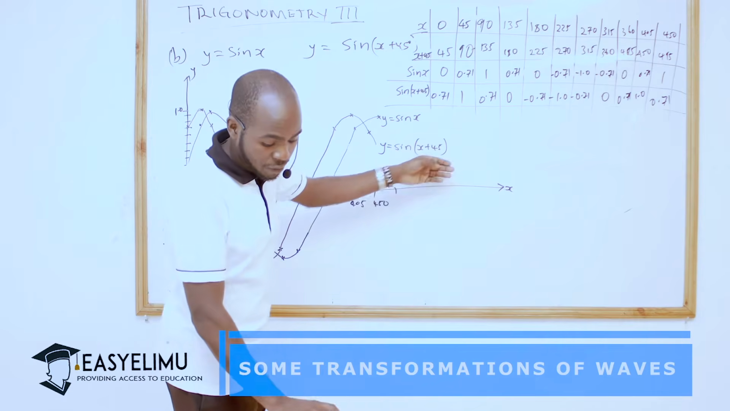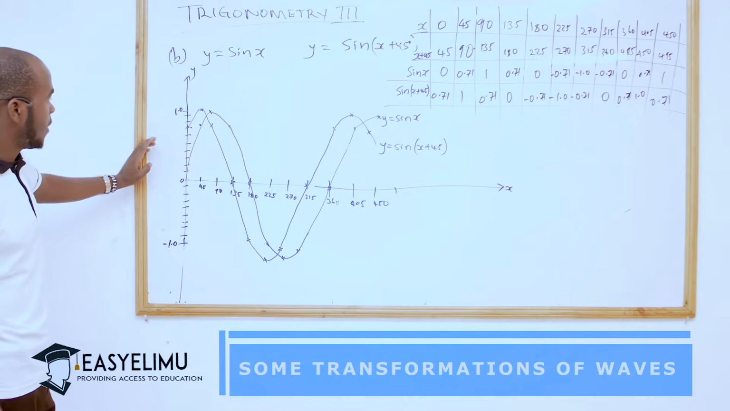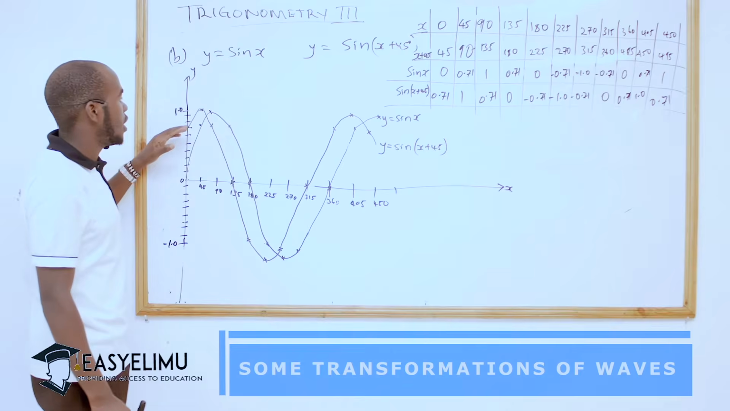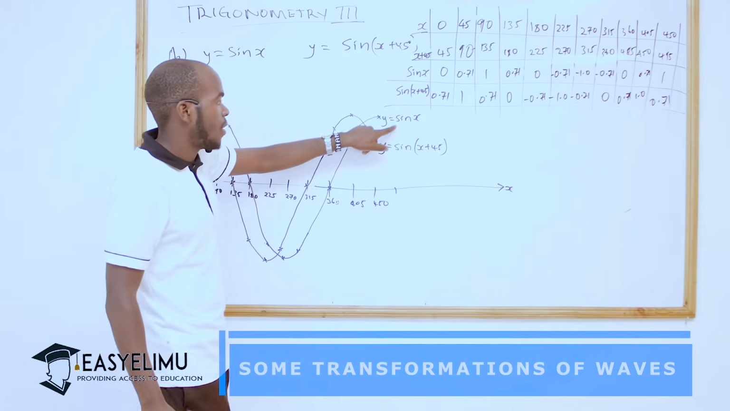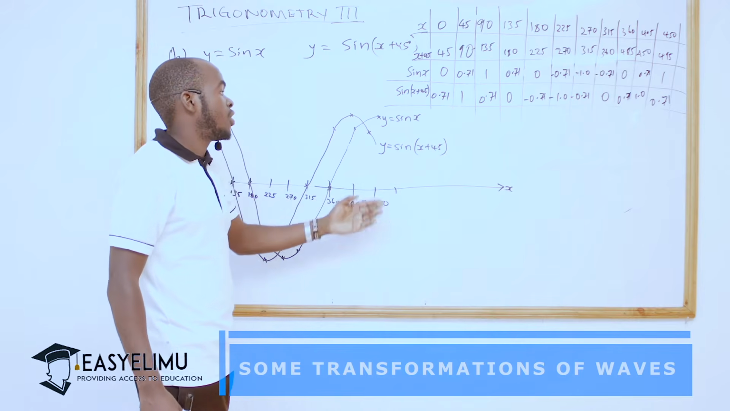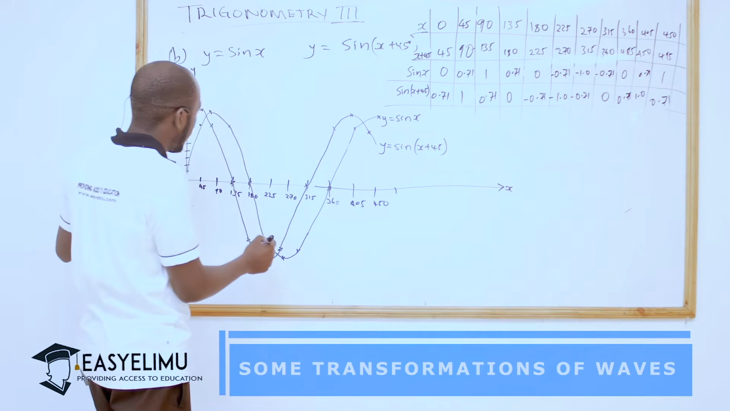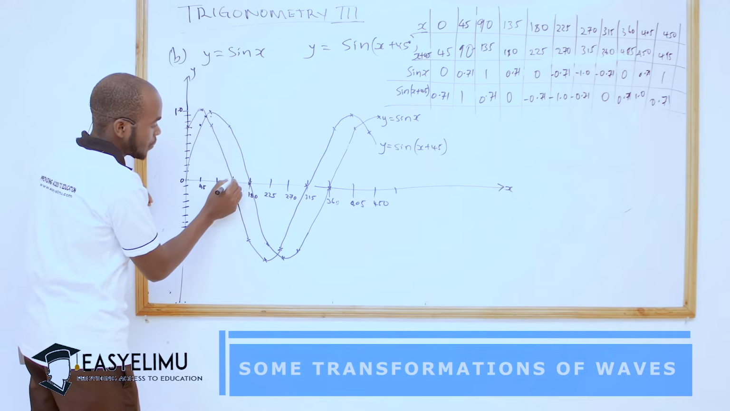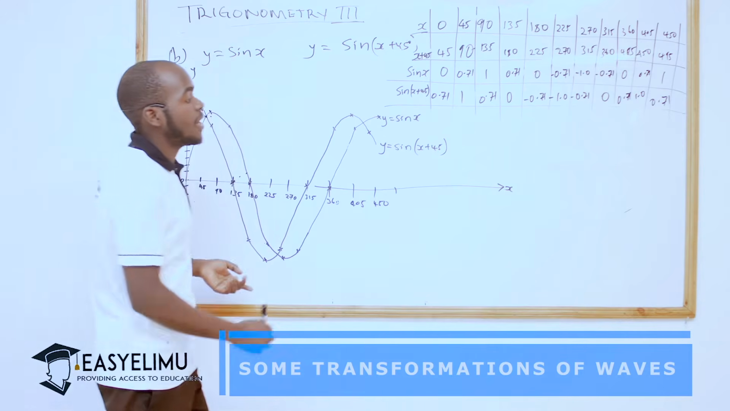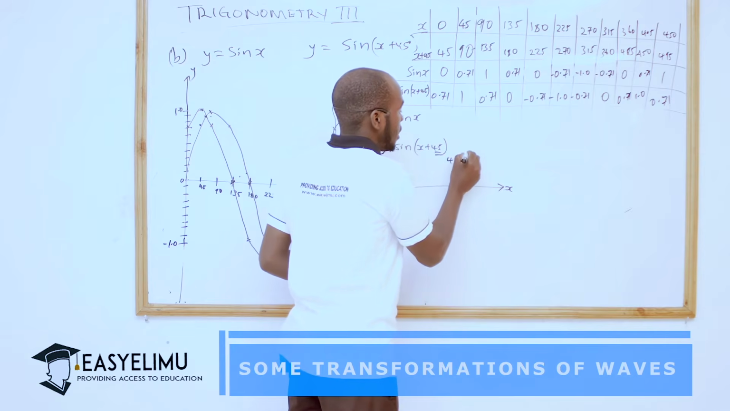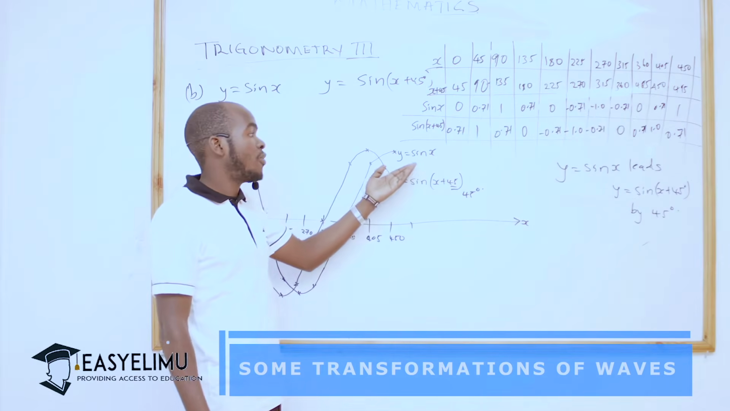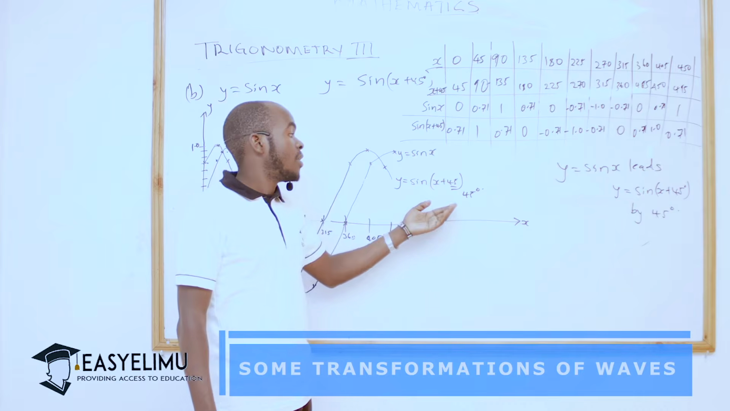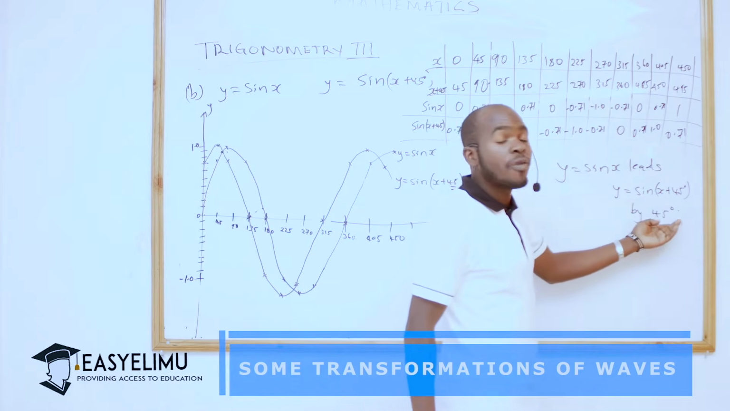And we can also see that this line of y equals sine x is leading that of the wave of y equals sine x plus 45. So that is behind by an angle of, if we construct this kind of an angle here, or the angle between this point, the leading angle, we find the leading angle will be 45 degrees. Now we can see that the line of y equals sine x is leading that of sine x plus 45 with an angle of 45 degrees.